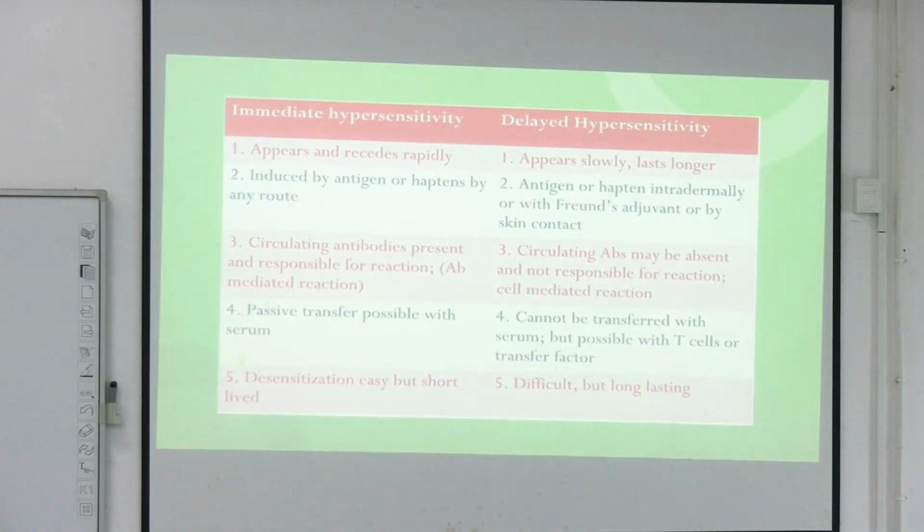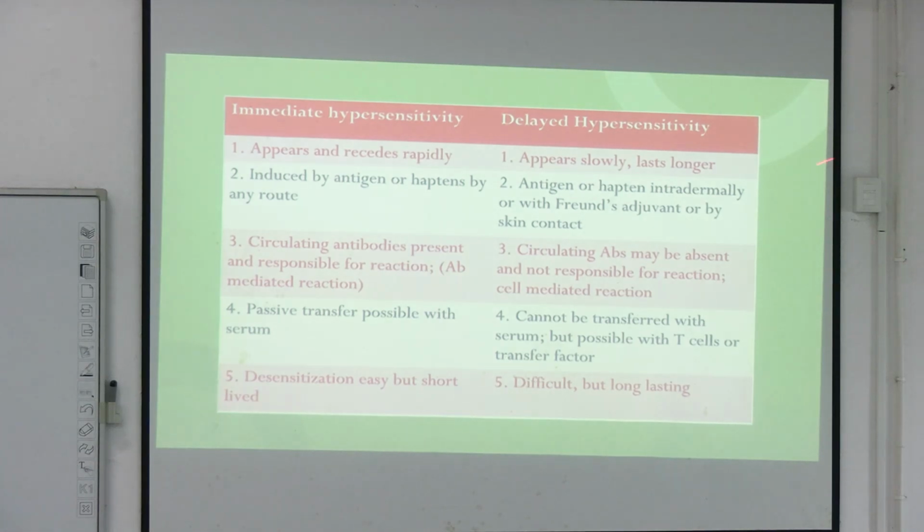So immediate hypersensitivity and delayed hypersensitivity difference: immediate appears and recedes rapidly, so sharp rise and sharp fall. Delayed hypersensitivity, from the name, appears slowly and lasts longer because it is active immunity and it is cell mediated immunity. The cell life of this immunity is long lasting, induced by an antigen or haptens by any route. But in delayed type of hypersensitivity, antigen or hapten is given intradermally, okay, or by skin contact. So it is skin contact dermatitis type or tuberculin type.